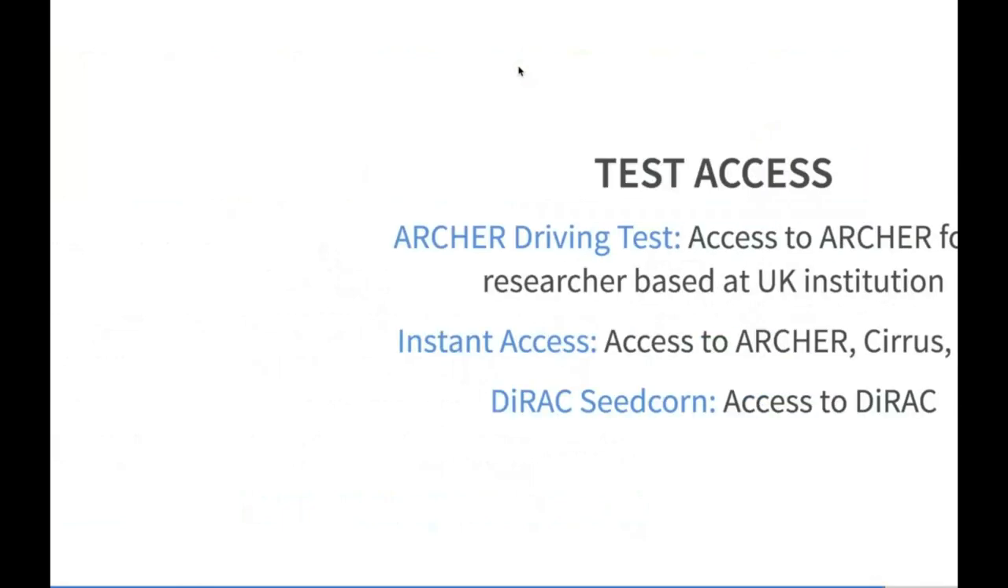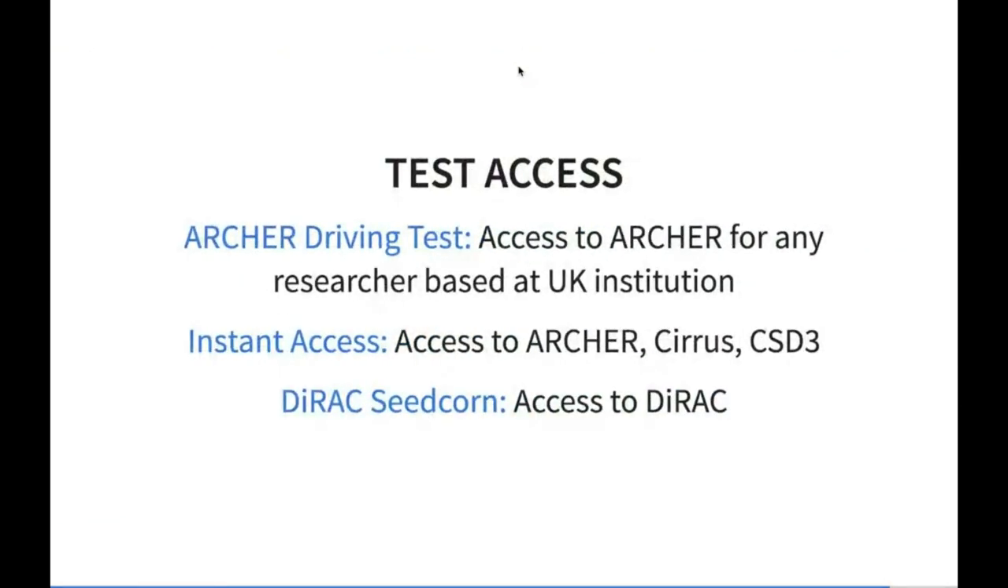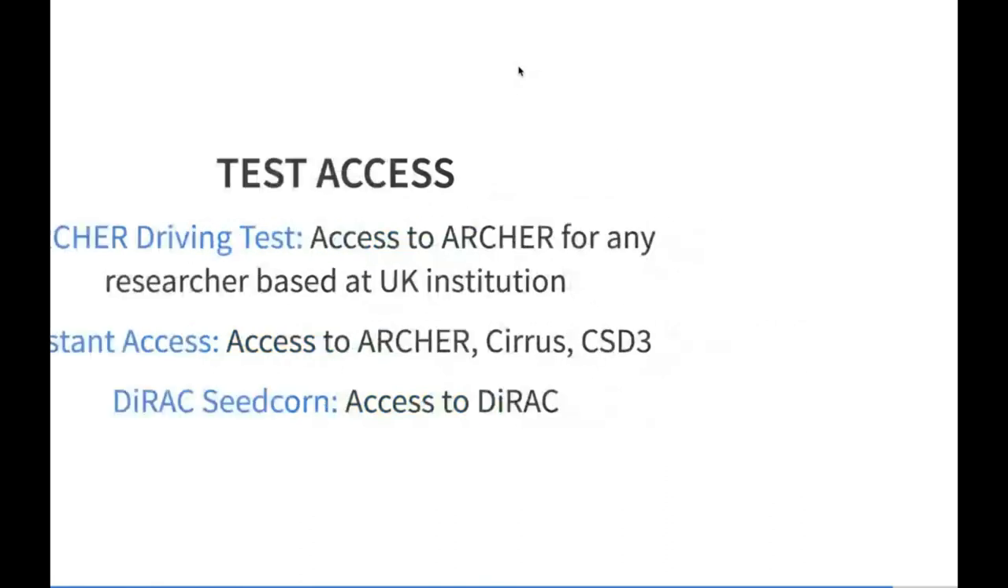So in summary, I'm summarizing the different ways of getting access to the system. The very simple test access routes are the Archer driving test. If you want access to Archer, probably the easiest way is the Archer driving test. You can get access to Archer just by doing an online quiz, and you get a bit of time to use however you want. You can use instant access to get access to Archer or Cirrus or CSE3, a very lightweight application procedure. And similarly for DiRAC, they have what's called the seed corps access, which you can use to get access to their systems to test.